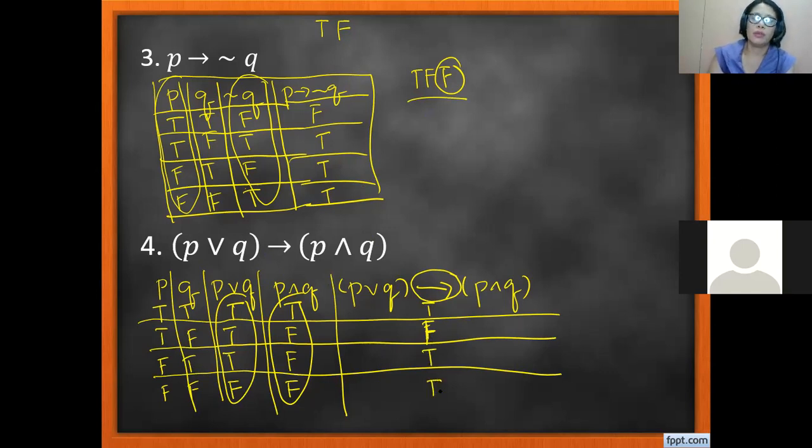Okay. Because we are using the main operation implication. And the rule for implication is just the implication statement will be false if the premise is true and then the conclusion is false, right? And this will lead to a false answer. So we just locate where is the TF here.